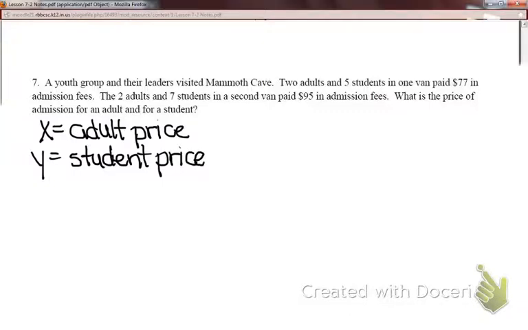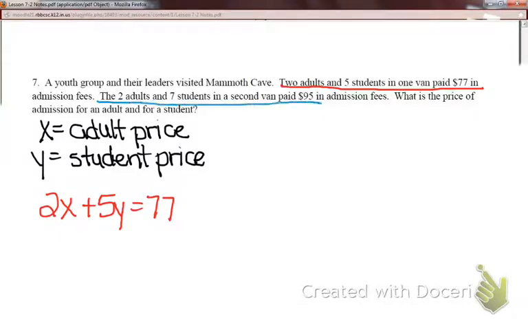And then each van is going to give us each equation. So the first van, it says 2 adults and 5 students in one van paid $77. So that's 2 adults, so 2x, plus 5 students, so plus 5y. That was $77. And then in the second van, we have 2 adults and 7 students, and they paid $95. 2x plus 7y equals $95.